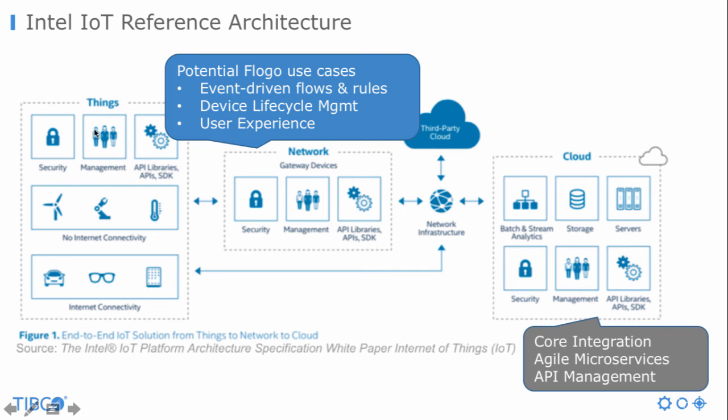Here you see the things on the left and the network in the middle, the cloud on the right. And potential Flogo use cases include all we discussed, like event-driven flows and rules, device lifecycle management, and you can deploy that on the gateways, but also on the things, of course, if it's some lightweight edge applications.